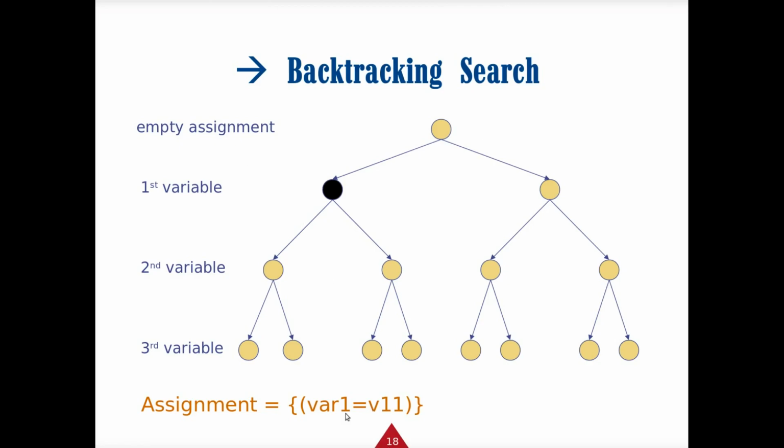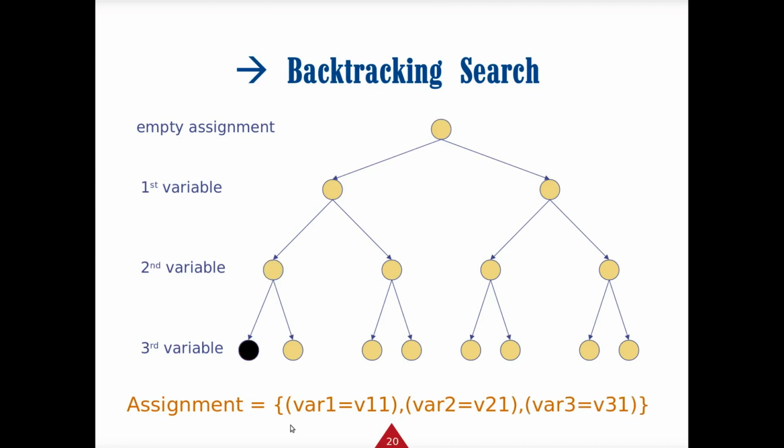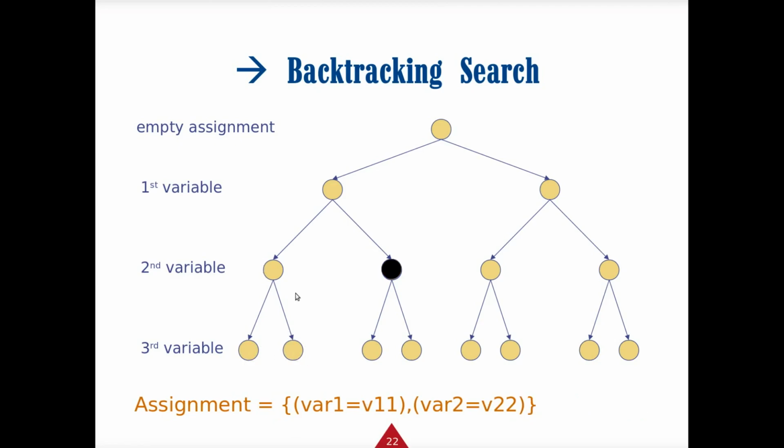And so the next assignment is going to be V21. So it's this one here. This one is going to be V22. And then we have V31. And so now we hit the node. We're going to backtrack, and then we just ignore that. We said, okay, this is not the path we're going to go. And then now we jump back, and then we ignore this one.